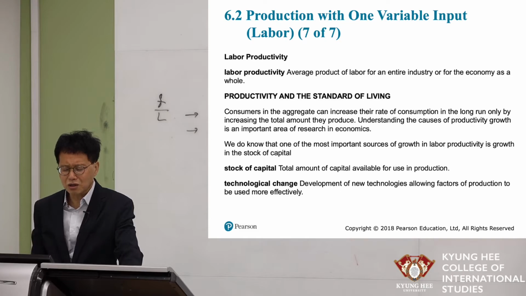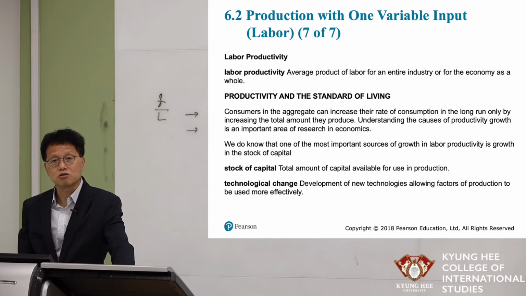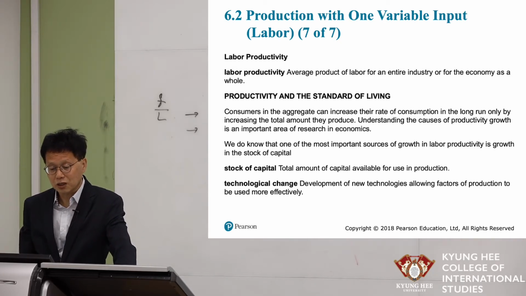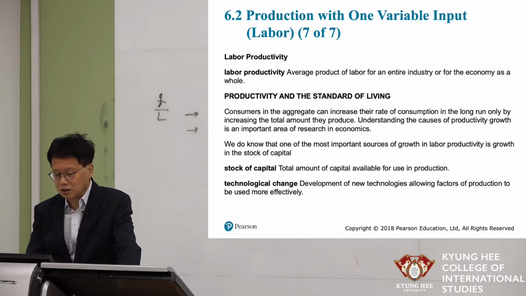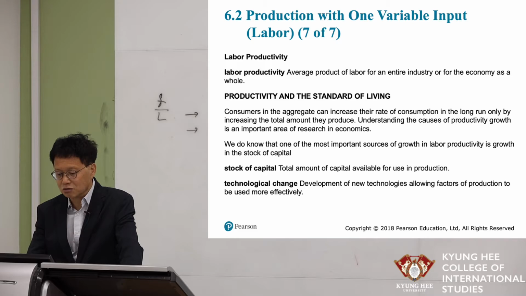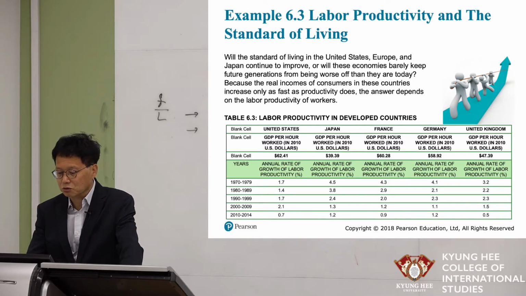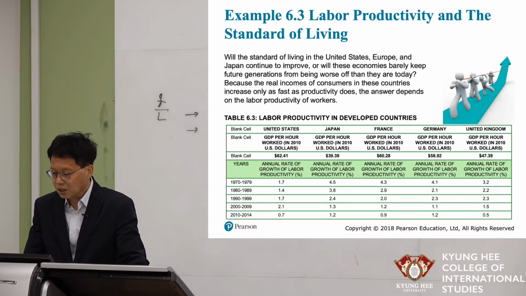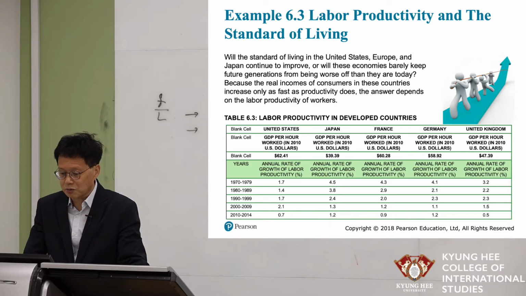Now think about the early stage of capitalist development. Lots of entrepreneurs want to accumulate capital to survive in a competitive market structure. They want to accumulate more capital to increase productivity, actually. And number two is technological change: the development of new technologies, allowing factors of production to be used more effectively. Everybody knows this, right?